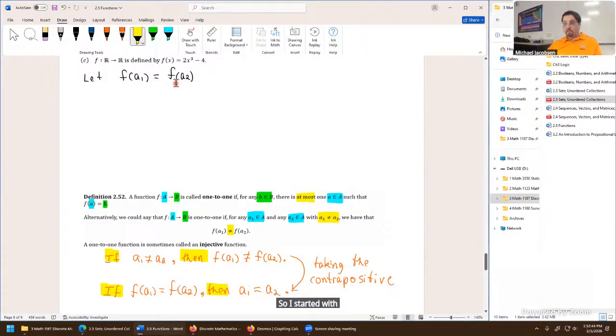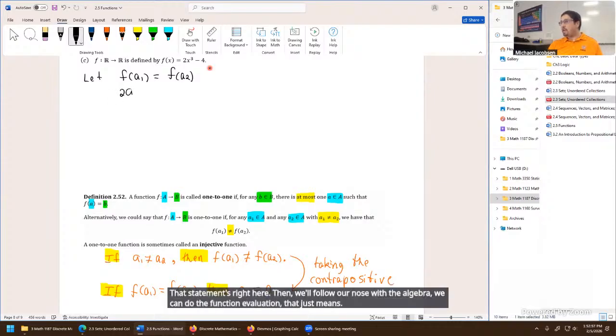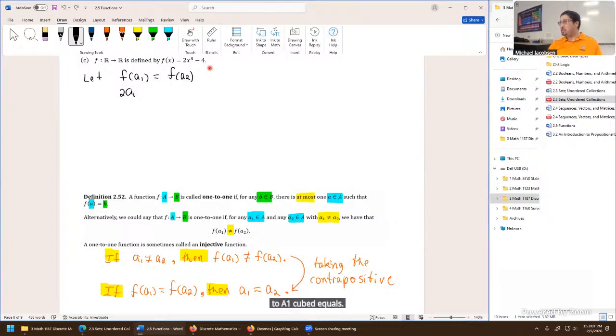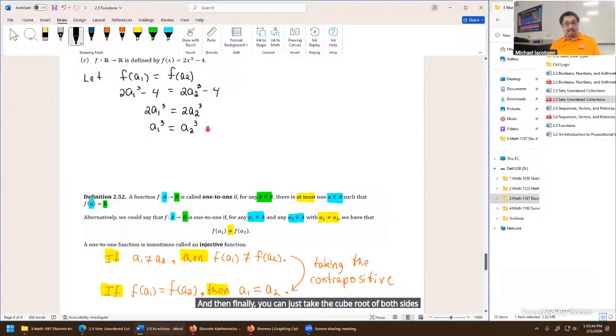So I started with the assumption f of A1 equals f of A2. That statement's right here. Then we'll follow our nose with the algebra. We can do the function evaluation. That just means 2A1 cubed minus 4, that's f at A1, evaluated here, equals 2A2 cubed minus 4. That's f of A2, just plugging A2 in here. Now we can work with this algebraically, add 4 to both sides. 2A1 cubed equals 2A2 cubed. Divide by 2 on the next step. A1 cubed equals A2 cubed. And then finally, you could just take the cube root of both sides of this equation right as it stands. Cube root of both sides gives you the conclusion, A1 equals A2.